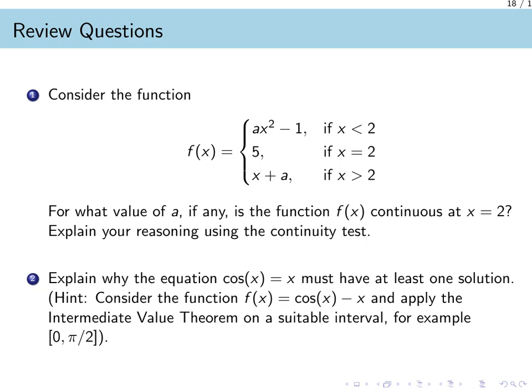The final condition is that this limit must equal the function's value. With a equal to 1, the limit is 3, but the function's value is 5. Because 3 does not equal 5, no value of a can satisfy all 3 conditions, so the function cannot be made continuous at x equals 2.